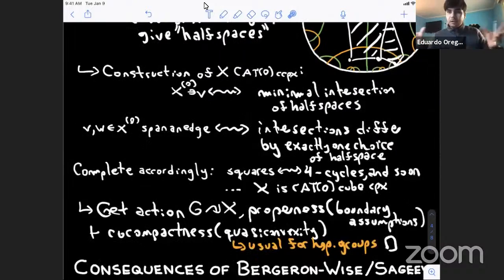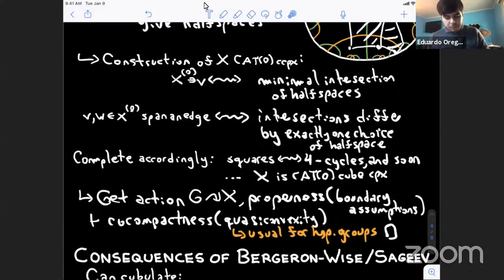But in the really general case, usually we stop here and there's some extra work to be done in each case. In this case, since we are in a hyperbolic group and our statement comes from some boundary assumptions, we get properness, and cocompactness is usually easy to verify as long as we are dealing with quasi-convex codimension one subgroups.